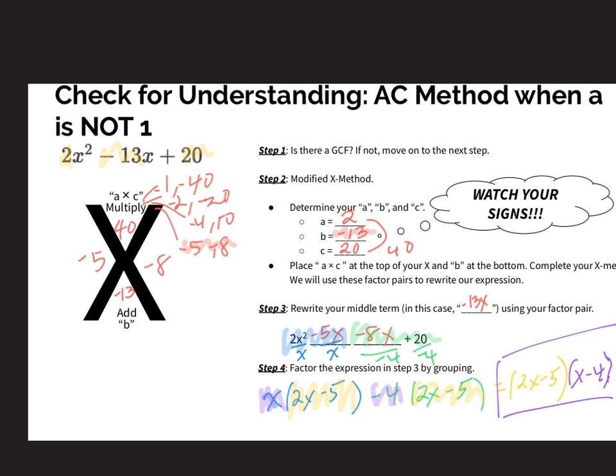So if you're not solid with GCF, go back to GCF. If you're not solid with step 1, go back, right? If you're not solid with factoring by grouping, meaning step 4, go back to factoring by grouping. If you're not solid with the X method, which is step 2, go back to example 3 where we talked about the X method, okay?